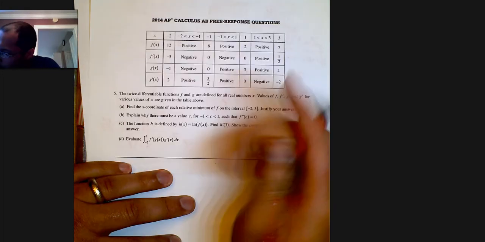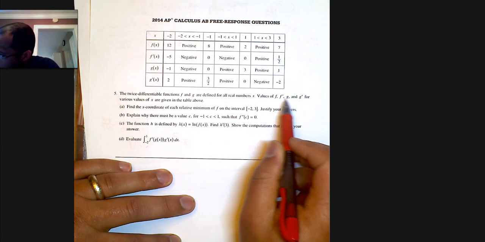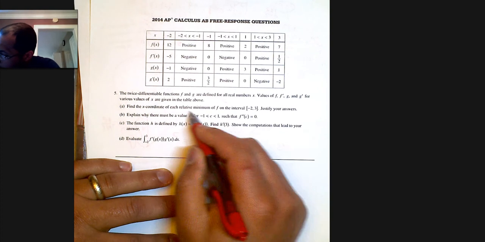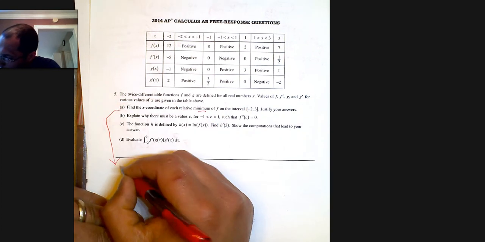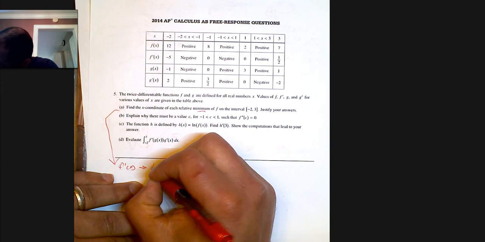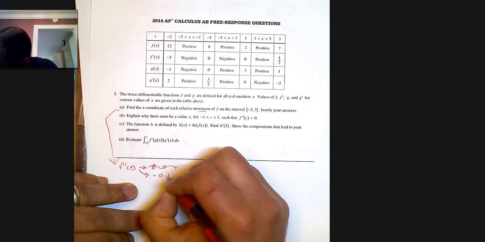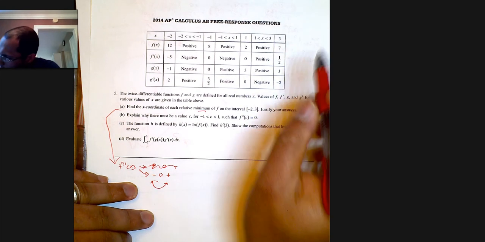Alright, number 5. The twice differentiable functions f and g are defined for all real numbers x. Values of f prime and g prime of x for various values of x are given in the table above. Find the x coordinate of each relative minimum. So that's where f prime of x goes from negative to 0 to positive, indicating a relative minimum, on the interval negative 2 to 3.